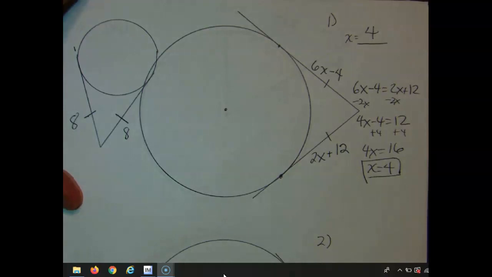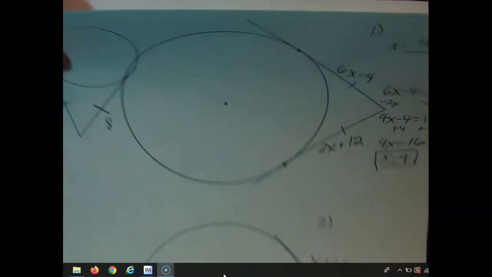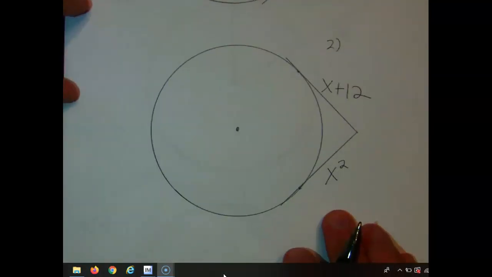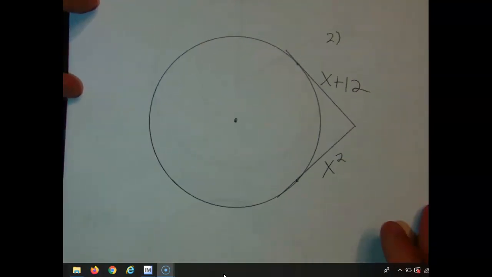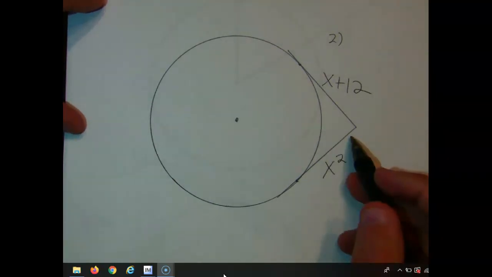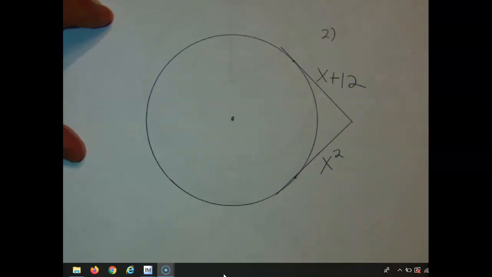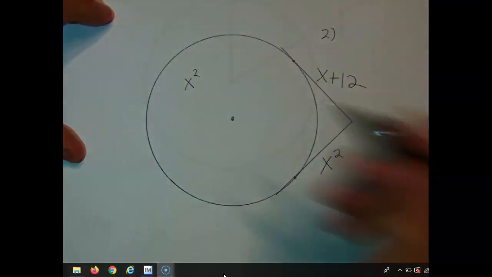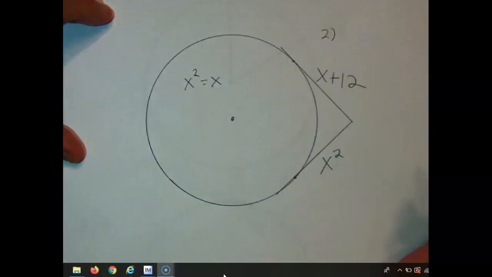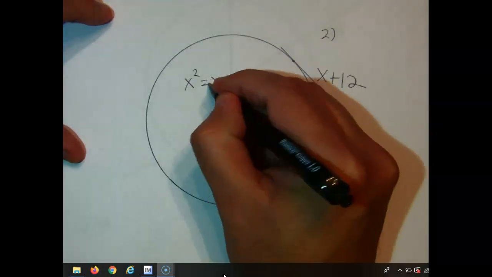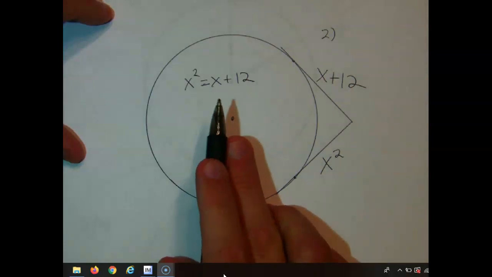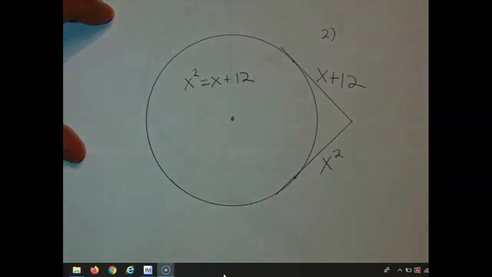Now, problem number 2. This is where it gets really tricky. In this problem, we've got to figure out what x is by setting these two equal to each other. But look what happens when I do. You get x squared equals x plus 12. This is a quadratic. Since this is a quadratic, there are two ways you can go about it. One way would be the quadratic formula, but don't worry, we're not going to do that yet. The second way is to factor.